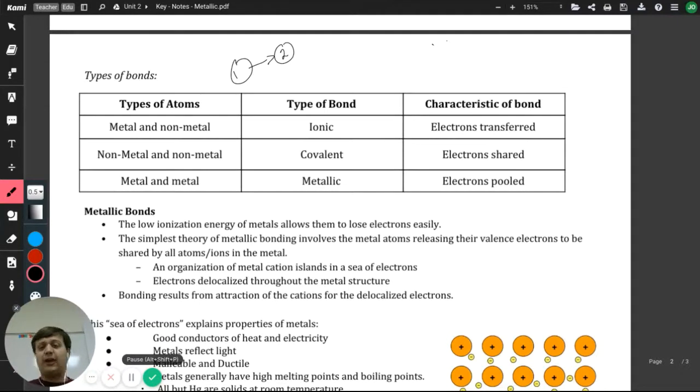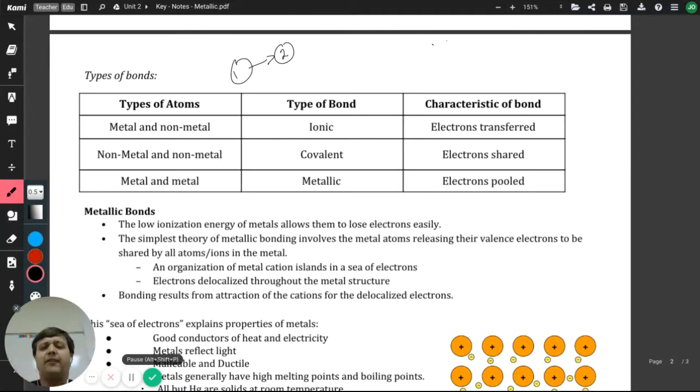So that's what the second part of today's lesson is over. It's over metallic bonds. So when we're talking about metals, again, remember that metals have a low ionization energy, and that's why they easily form ionic bonds. They are going to easily lose their electrons. Okay, so we know that metals easily lose their electrons. So what happens when we get a bunch of metals together? Well, they're going to easily lose their electrons amongst each other.